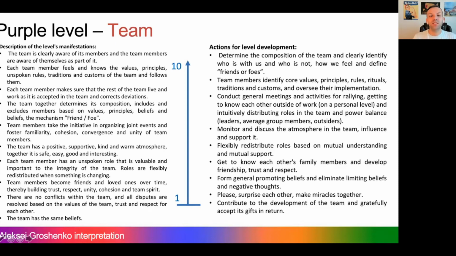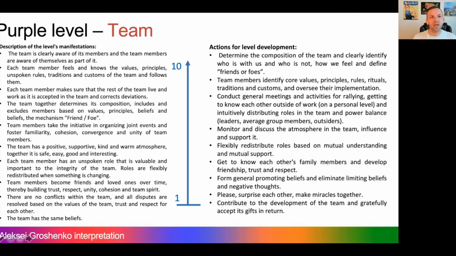Flexibly redistribute roles based on mutual understanding and mutual support. So there is no problem for me to help you if you can do something based on your role, and ask for help if I need it. Form general promoting beliefs and eliminate limiting beliefs and negative thoughts. That's very important. You know, negative thoughts and beliefs might be like a virus in your team, and they can make a lot of people sick. And of course, it will impact the energy level, ambition levels, and team performance.